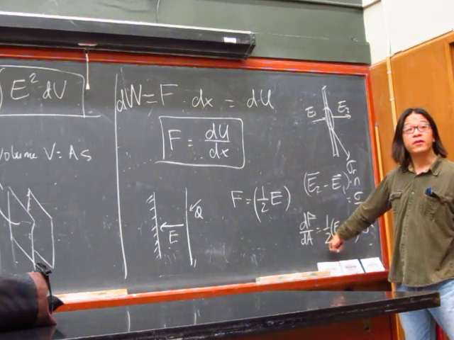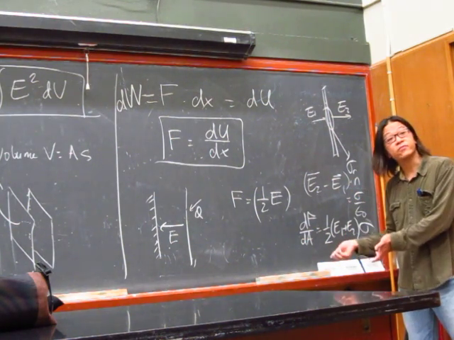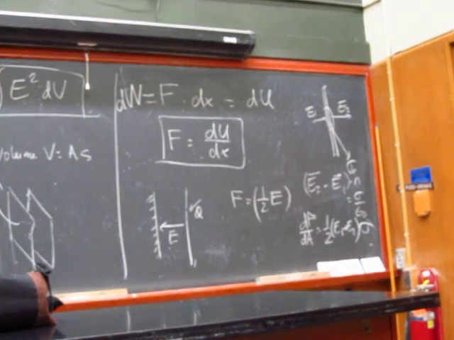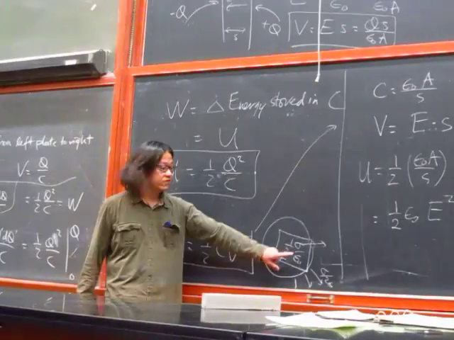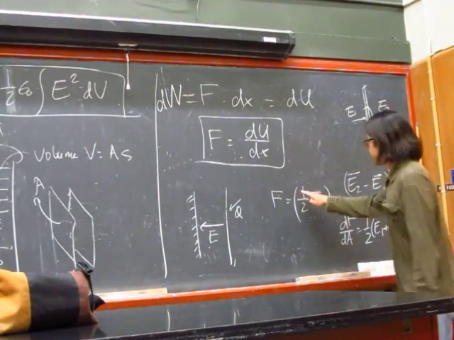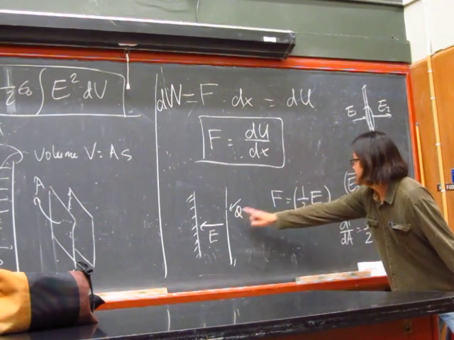You can prove this in many ways. There is one proof offered in Purcell. I think I did a different proof in one of my lectures. And of course, you did this also, and you find that factor of half. So then the force here is a half electric field times Q.